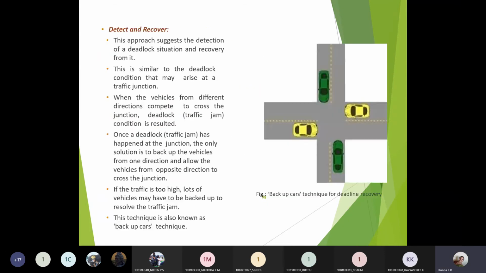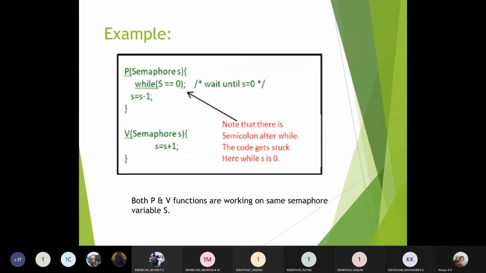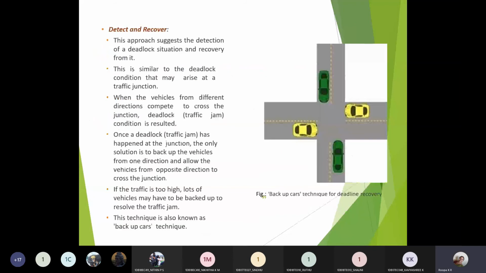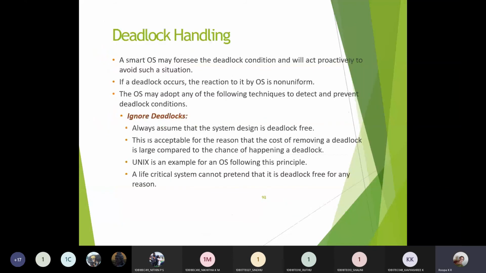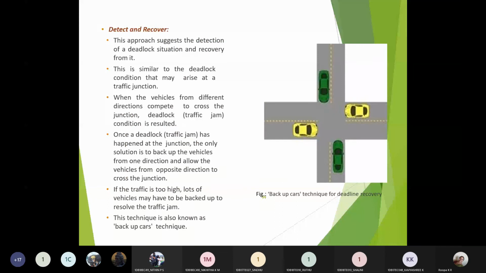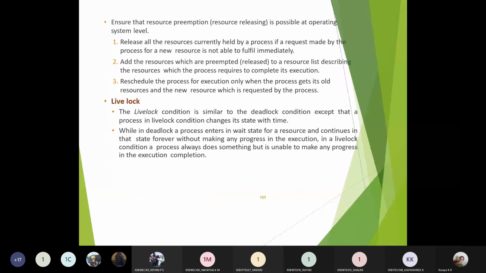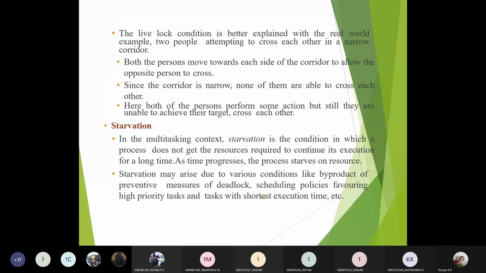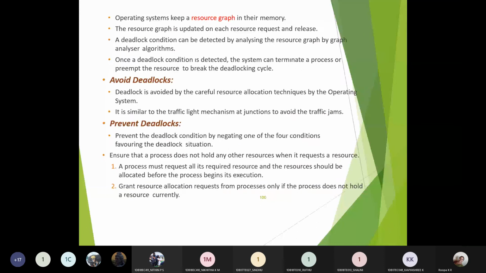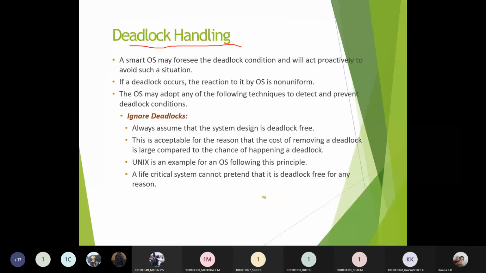Next, we will see how to handle the different deadlock situations in the next class. We'll complete this particular part.